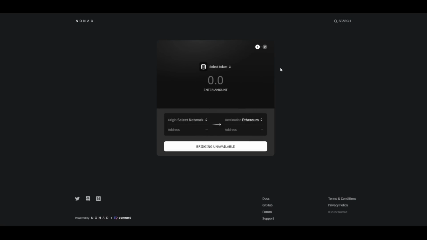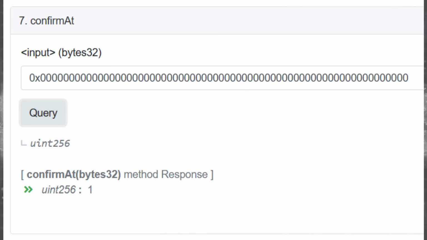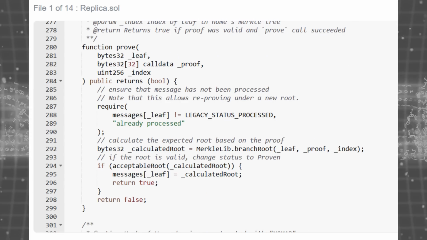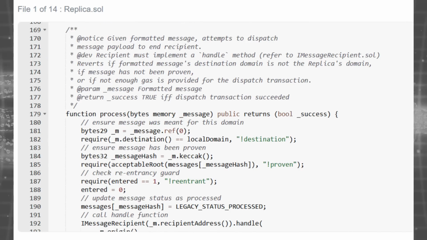On August 1st, 2022, something happened. Identified now as an issue that cropped up during a routine upgrade, the Nomad team enabled 0x00 as the trusted root. Now, I don't even fully understand the coding aspect myself in particular, so I'll try to be delicate here and make sure everyone knows that I might be wrong on some of the specific details, but that simple change, from what I understand, made it so that messages were auto-proving.